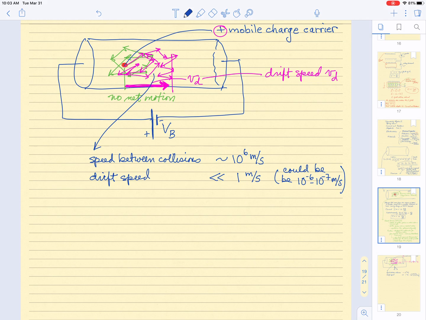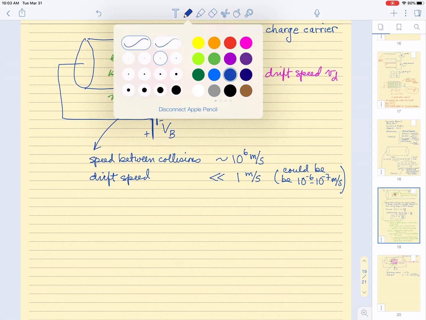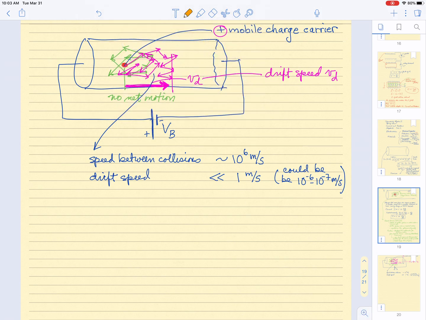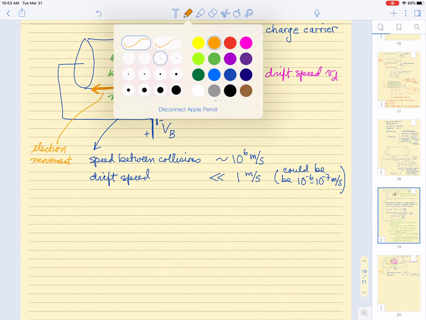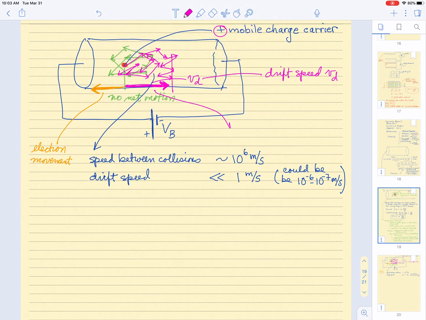Now, I want you to appreciate, and we'll end this chunk right after this statement, that if positive charges are moving this way, that is from left to right, then really the electrons are moving this way. So this would be the direction of electron movement, and this is the direction of positive charge movement.